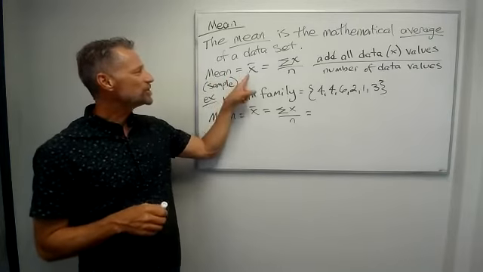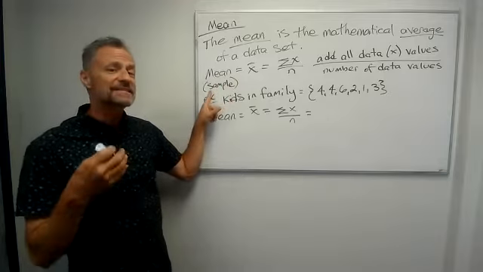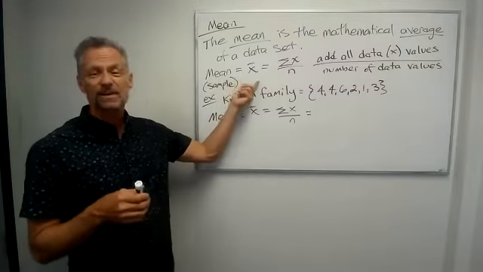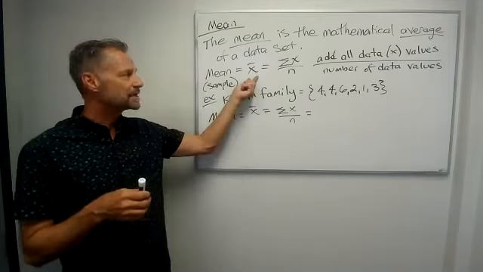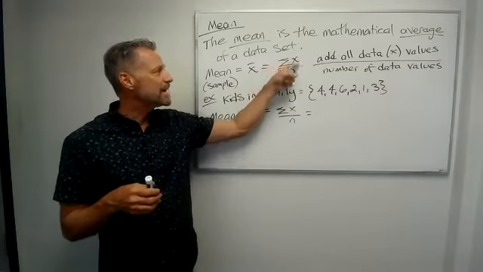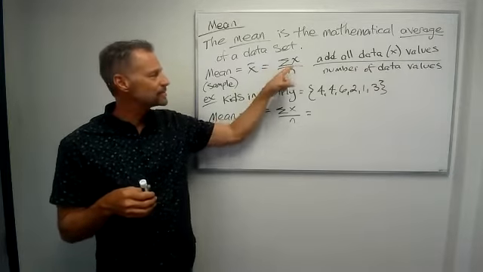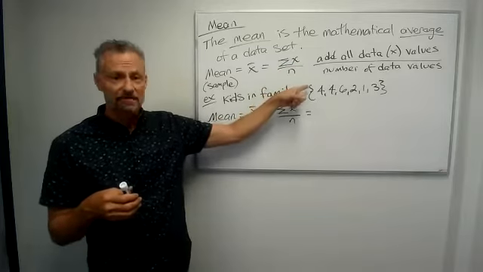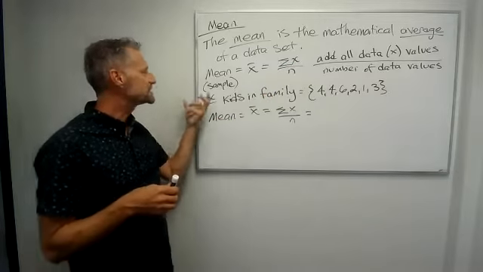For the mean, we're going to use the symbol X bar. That's specifically for the sample mean. If we have the whole population, it's a different letter, mu. But X bar equals sigma X over n, which means we add up all the X values and we divide by n, the number of data values. Okay, so here's an example.